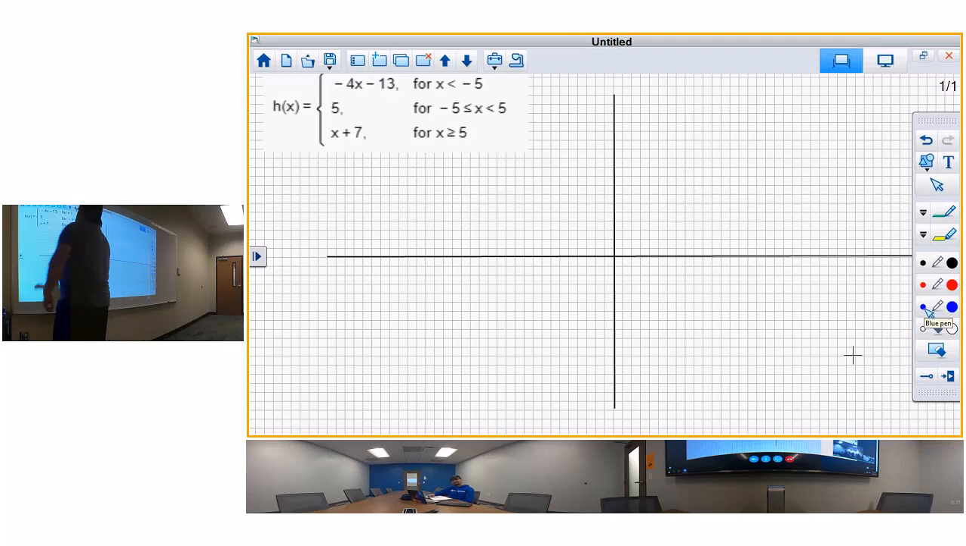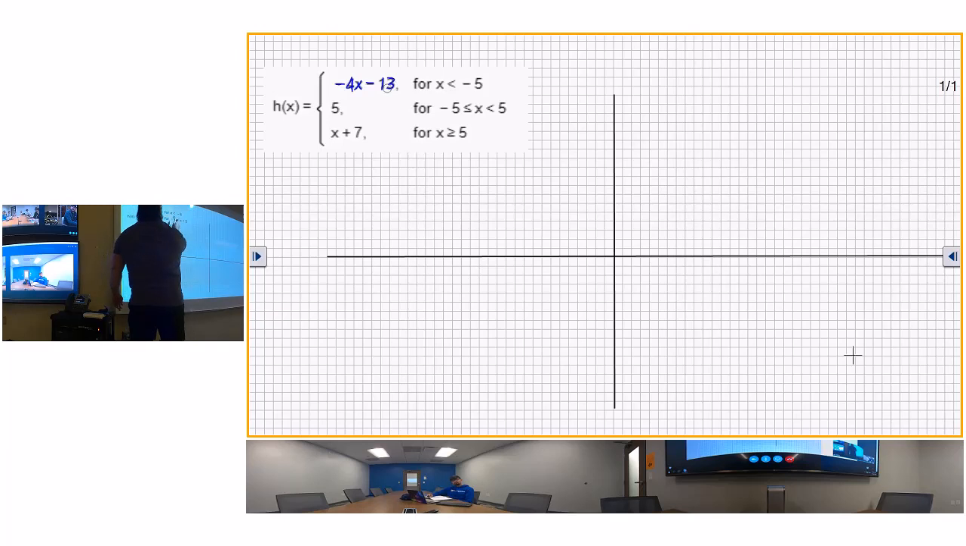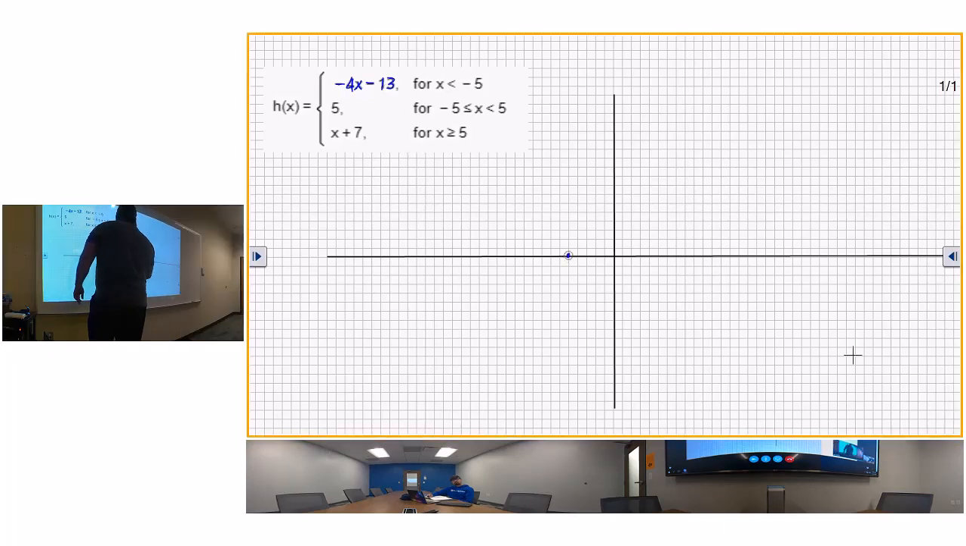All right, I'm going to do this with no coughing. Negative 4x minus 13, and we're going to do x is less than negative 5. So negative 5, 1, 2, 3, 4, 5. Our function, negative 4x minus 13, is going to only exist at x to the left of negative 5. Everybody with me? So negative 4x minus 13, that's a y-intercept of negative 13. 1, 2, 3, 4, 5, 6, 7, 8, 9, 10, 11, 12, 13.